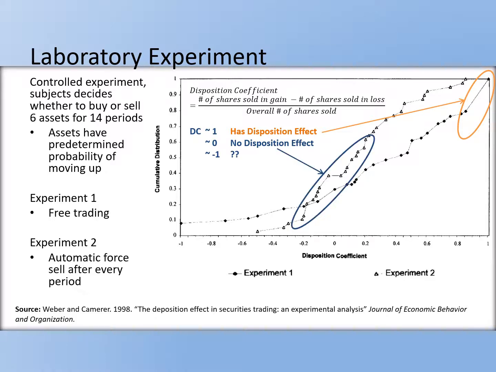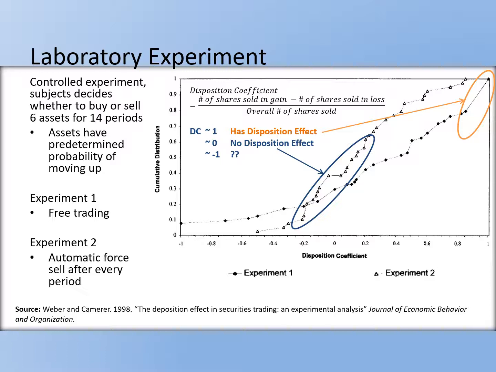If you force people to sell everything, if you force liquidate their holdings in each period, then you see a lot less disposition effect. With forced liquidation, people don't typically buy back what they were forced to sell. So the mass of people, where the cumulative distribution goes up a lot, is around 0. Most people, after you force them to sell, don't really buy back losing stocks.